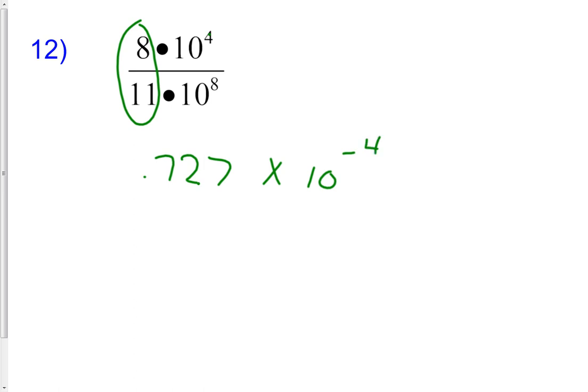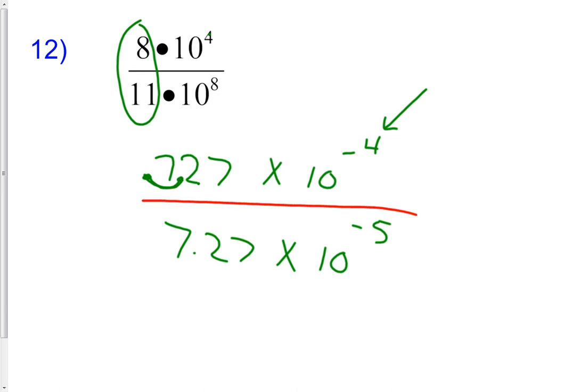Once again, this isn't quite in scientific notation. I got to move my decimal point over 1 spot, so it's 7.27, and because I moved it to the right one, I got to subtract 1 from there. So it's times 10 to the negative fifth. There's the answer for question number 12.